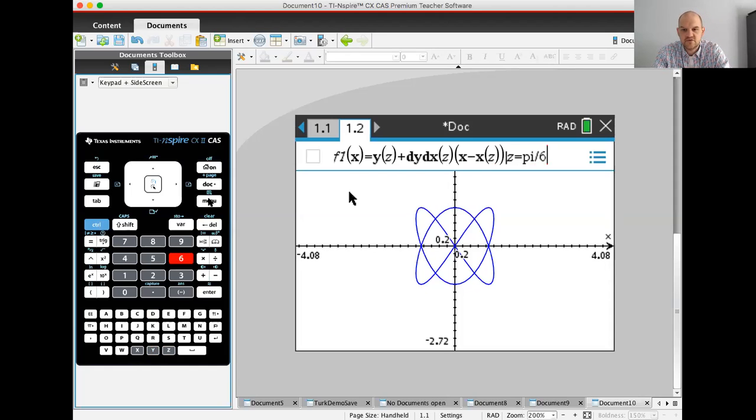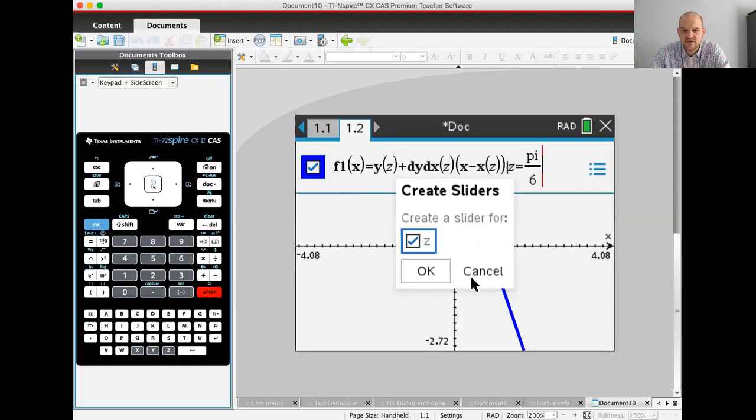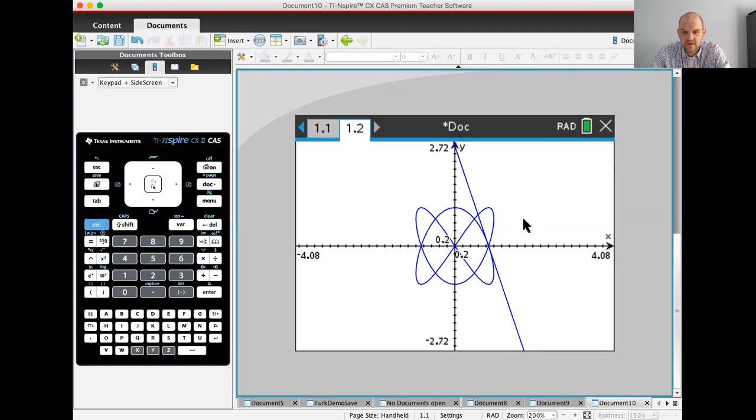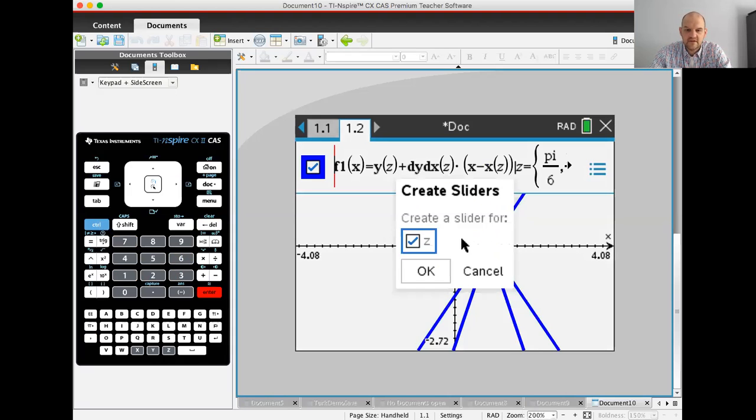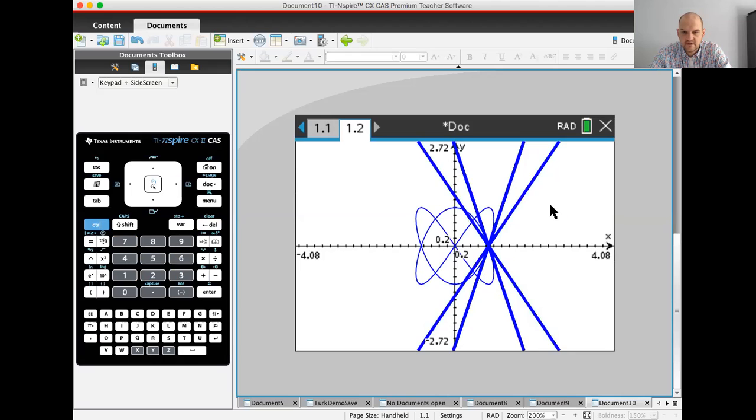Pi over 6. Did it work? Did not work. Create a slider? Don't create a slider, so cancel. Okay, that worked. Here we go. Can I do this? I'm going to give it a list. Pi over 6, pi over 2, 5 pi over 6, 7 pi over 6, 3 pi over 2, 11 pi over 6. Do your thing. And do not make sliders.